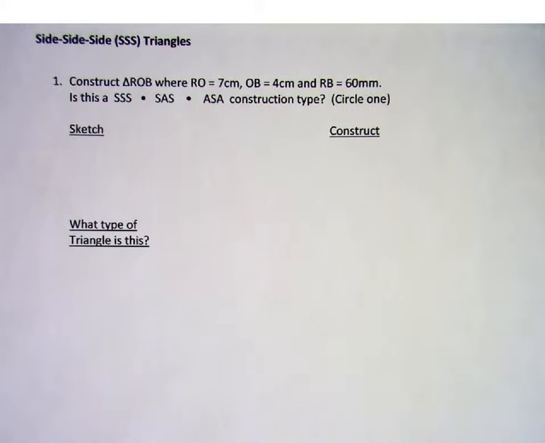Alright, well, we're going to try and construct a triangle when we know all three sides of that triangle, how long they are. We call this a side, side, side triangle because, of course, we've been given all three sides and the information about those three sides.